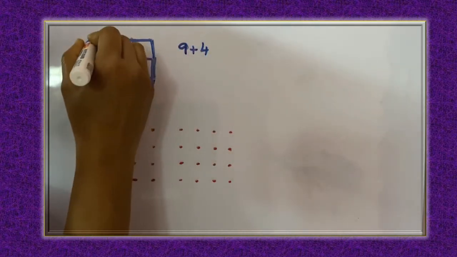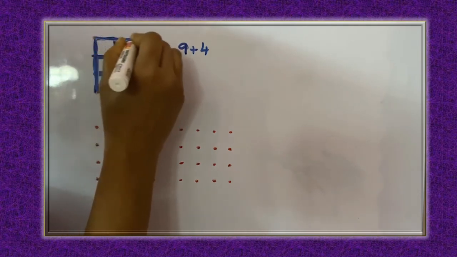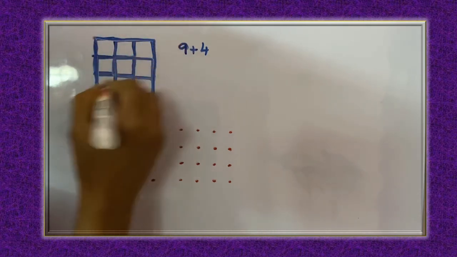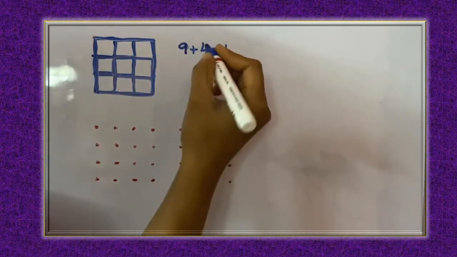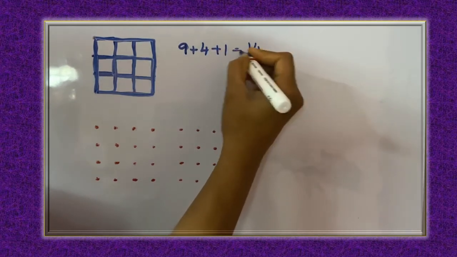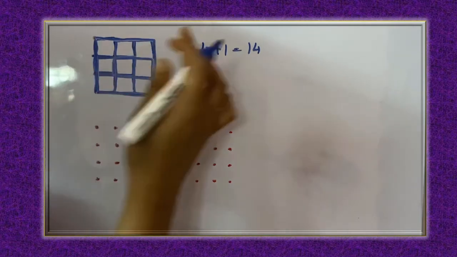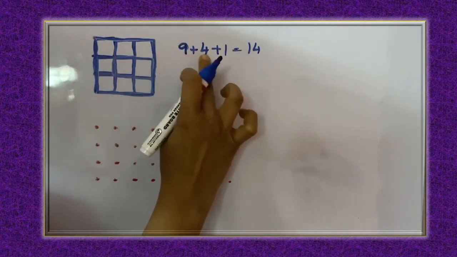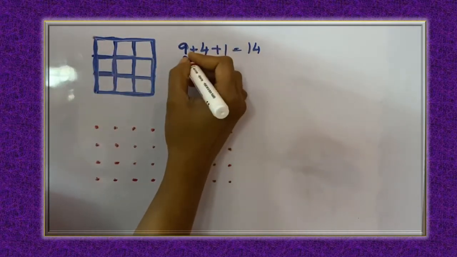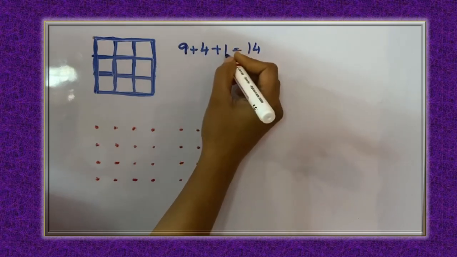Then connecting all the dots on the outside, there is one more square. So total is 14 squares. And we can use a formula to find this, because there is a pattern. See, if you see these numbers, these are square numbers. It's 3 square, 2 square and 1 square.